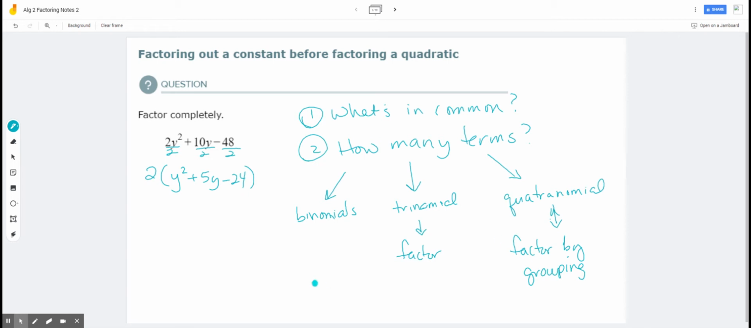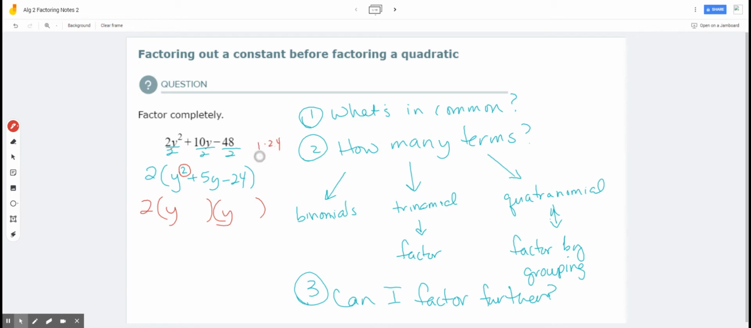So now we look. Once you factor, the last question is always going to be, can I factor further? You always need to ask this question because there might be a way you can factor further. So looking here, I factored out a 2. I'm not done. I have to ask myself, can I factor further? And the answer is yes, maybe, because it's quadratic. So possibly I could split this into two things, y and y. I need to break up 24: 1 times 24, 2 times 12, 3 times 8, 4 times 6.